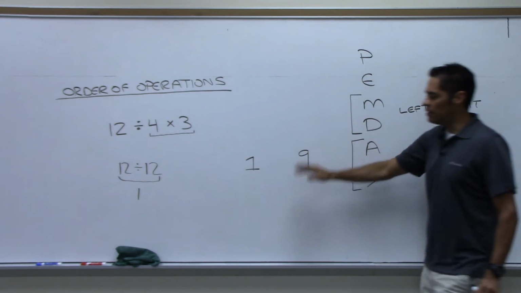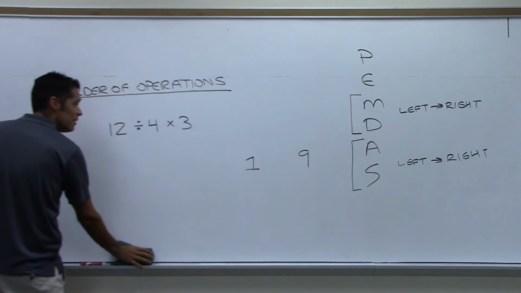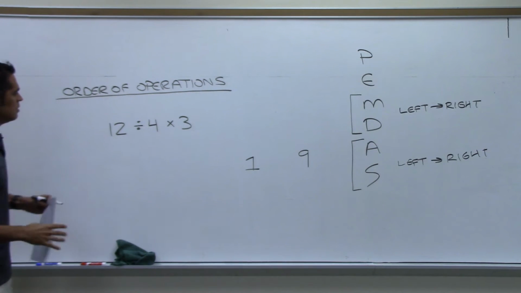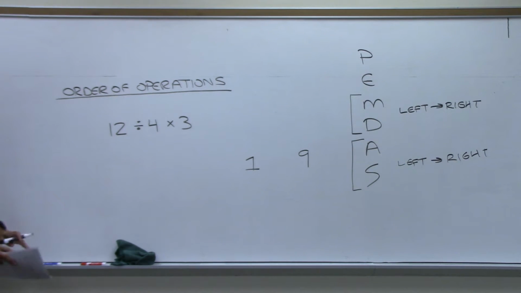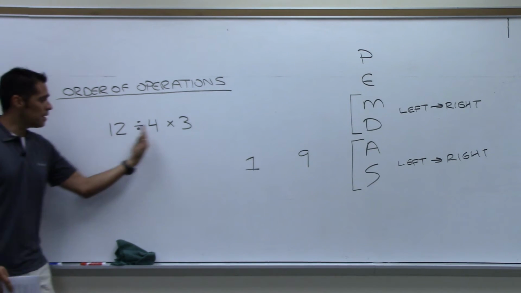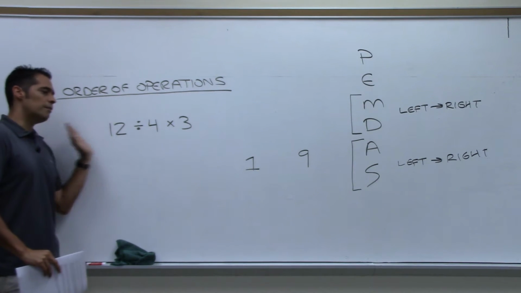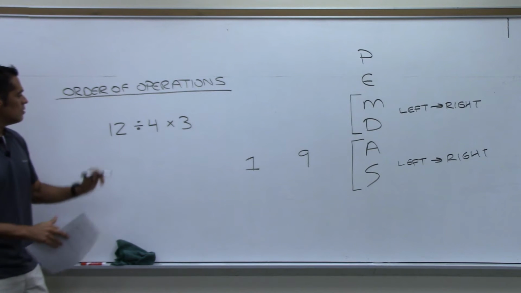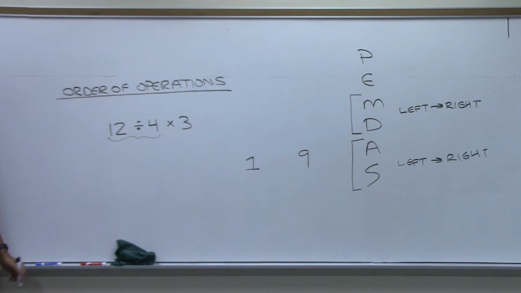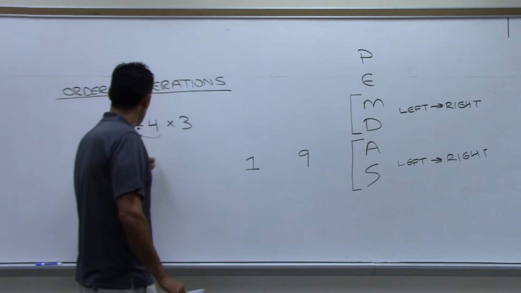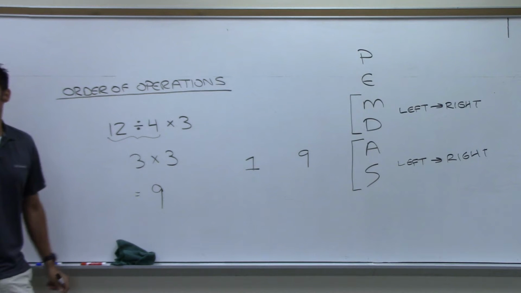So when you read this, you don't have parentheses, do you? You don't have any exponents. Exponents are powers on these numbers, and you don't have those. So you come to multiplication, division. So you look for multiplication, division. Do you have them? Yes, I have both of them. Which do you do first? Read it from left to right. So this is first, 3. Now you do your multiplication, and you get 9.